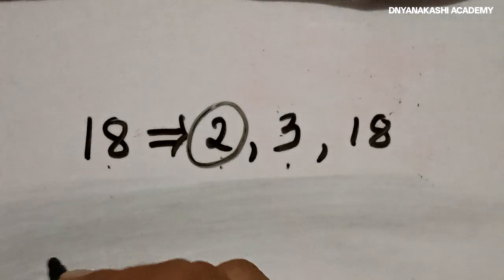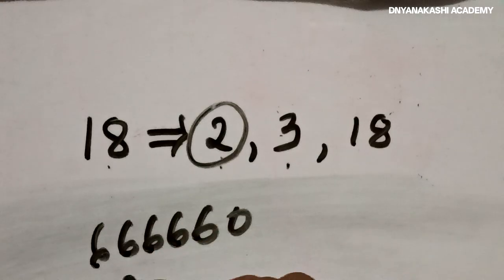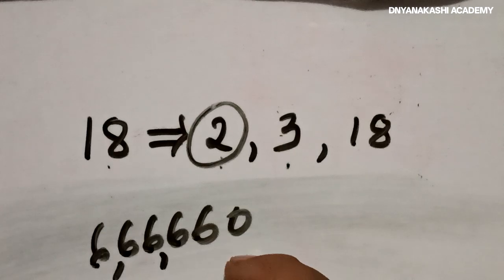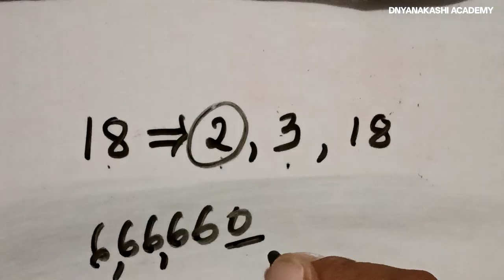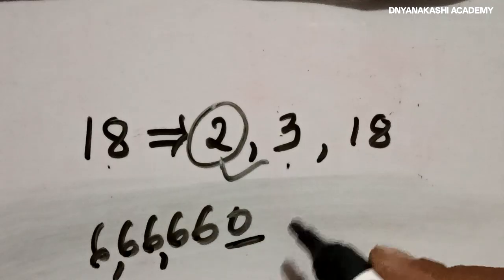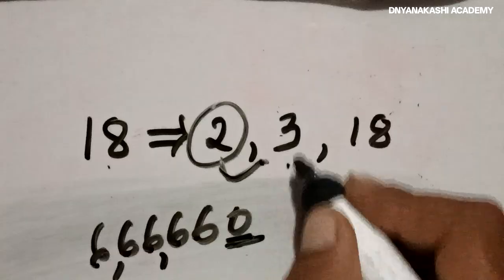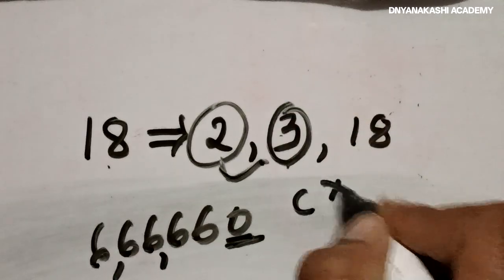And I check with the 6,66,660 given number. Last unit is 0. This is completely divisible by 2. And last unit is 0 here. This is not completely divisible by 3. That's why option C is also wrong here.